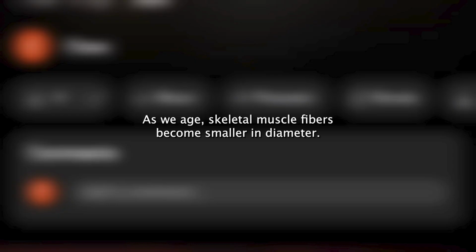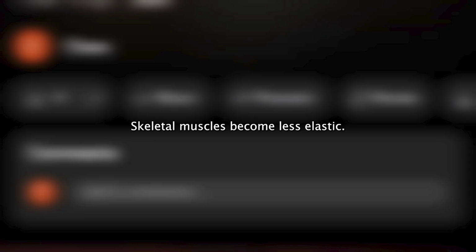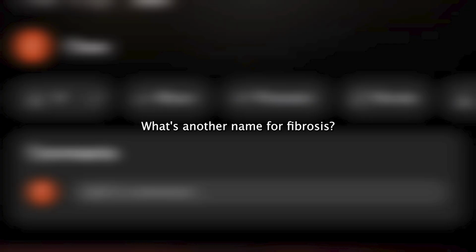Changes in muscle tissue as we age. Skeletal muscle fibers become smaller in diameter. Skeletal muscles become less elastic. Fibrosis, there's an increase in fibrous connective tissue. What's another name for fibrosis? What's like the common name for fibrosis? Scarring. Fibrosis is just another word for scarring, scar tissue. Tolerance for exercise decreases. The ability to recover from muscular injury decreases. Takes longer to heal from a muscle injury.